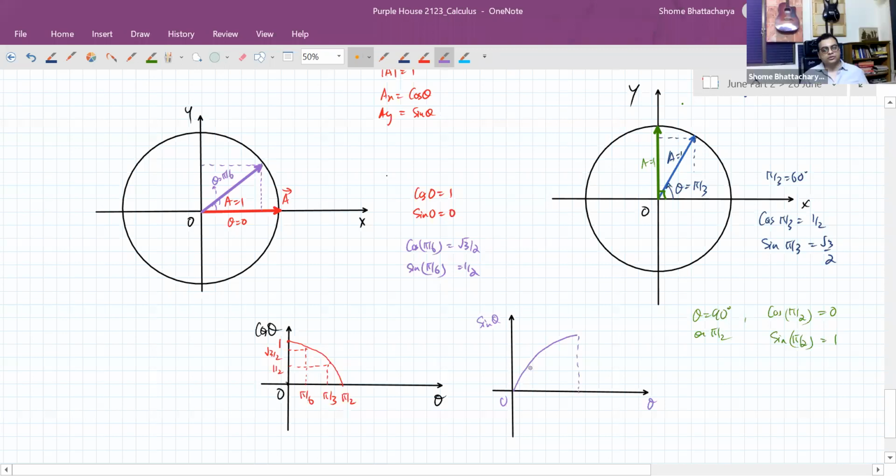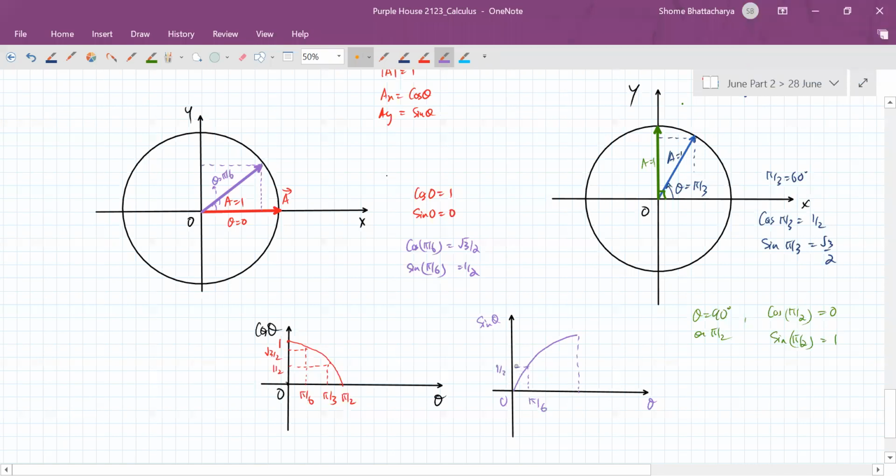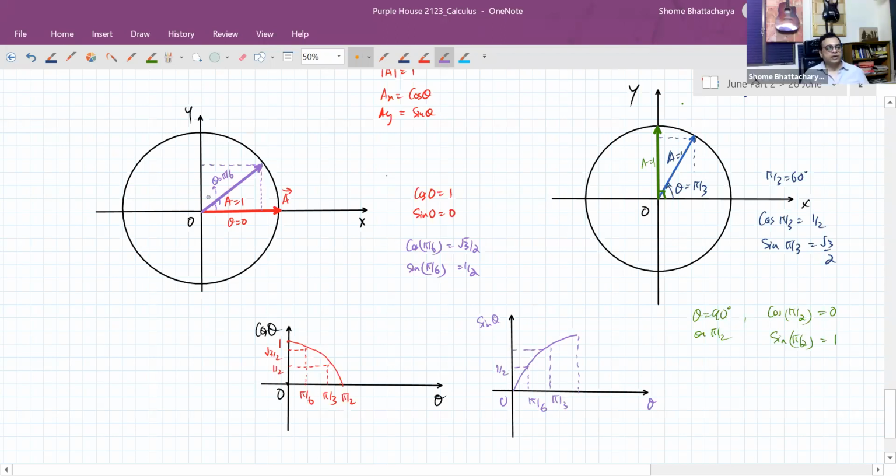At 0, it was 0. At pi by 6, it's half. So here it is increasing, no? Yes. So you can see that. Now you can see the y component. As your vector is rotating like this, you can see the y projection is increasing. So that's what's happening to sine theta. But at the same time, as your vector is rotating like this, your x component, what's happening? It's decreasing. That's what's happening to cos theta. So you can visualize that.